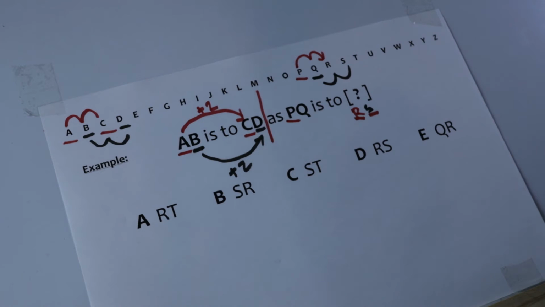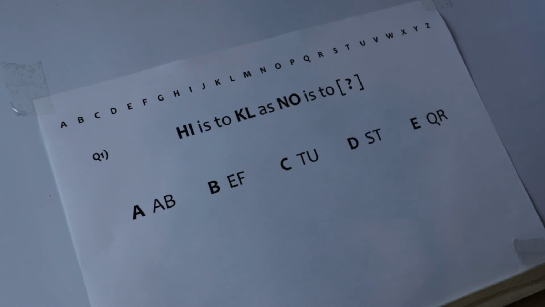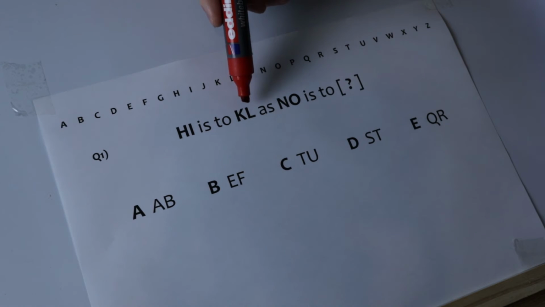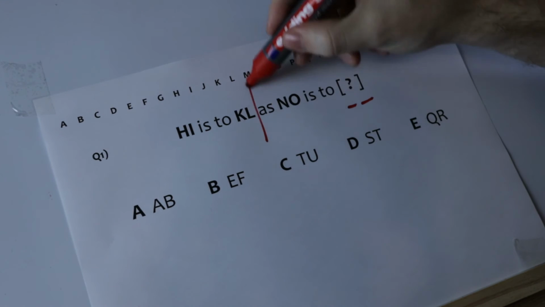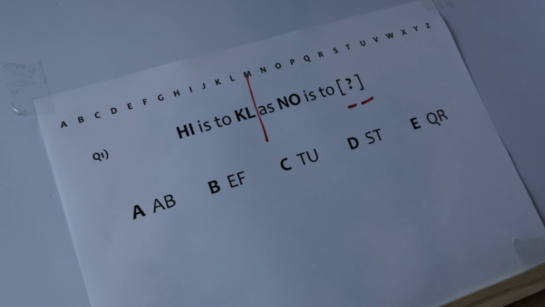Now, those of you who are eagle-eyed may have found that this is here. Our answer is D. So on to question 1 for the homework. Now let's see how we can solve this one. Same process as earlier. HI is to KL as NO is to what? We're looking for 2 letters, and we're going to just find our clue in this half of the question.